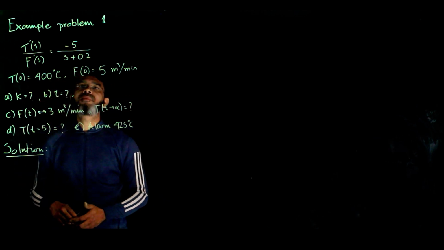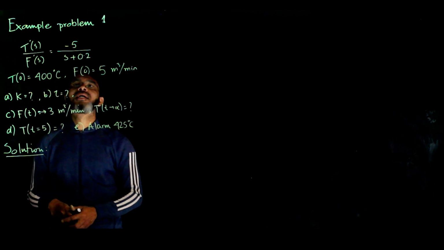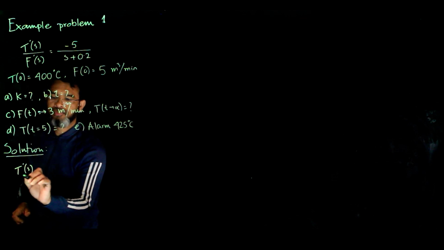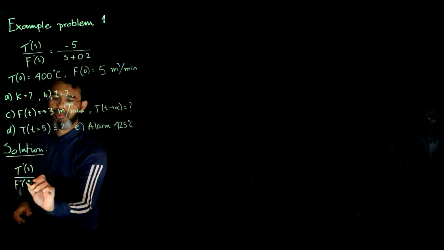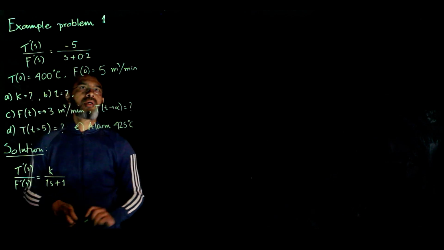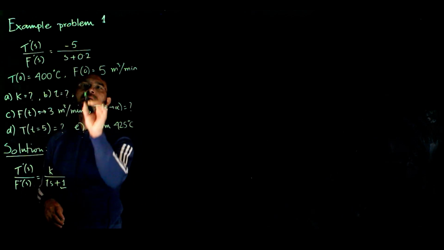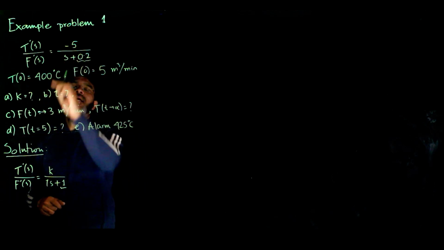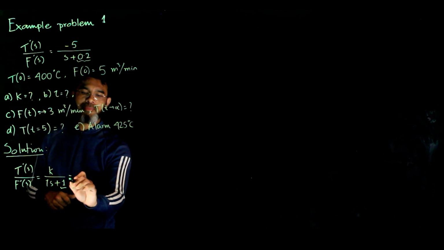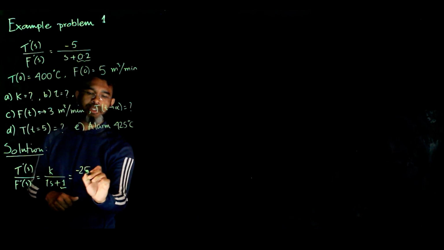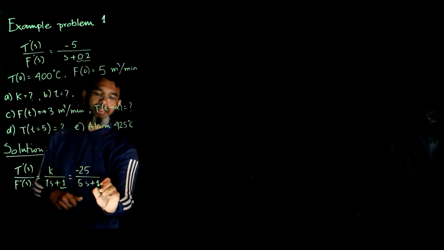Okay. Now to solve the problem, first let's take a look at the transfer function. We need to express it in the form of k over (tau s + 1). Do remember that this term should be 1. Here we have this term not equal to 1. So to make it 1, we need to divide everything by the same term. If we divide -5 by 0.2, we have -25, and 1 over 0.2 gives 5s + 1.